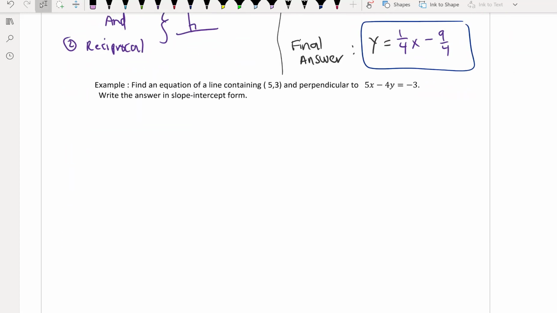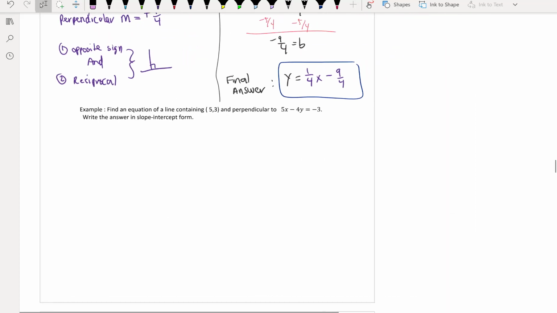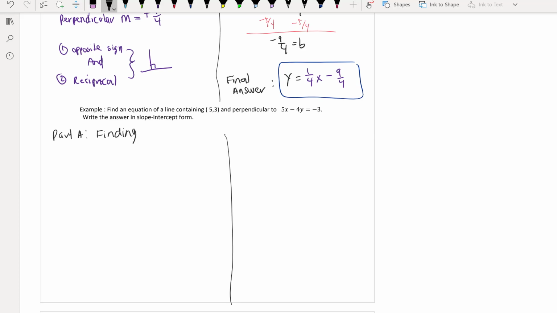The next example, I still have perpendicular, and it's not handed to you. So we're still going to have that same format where I'm going to split it into two parts. So my part A is all about finding the slope, and part B will be all about finding my b value.